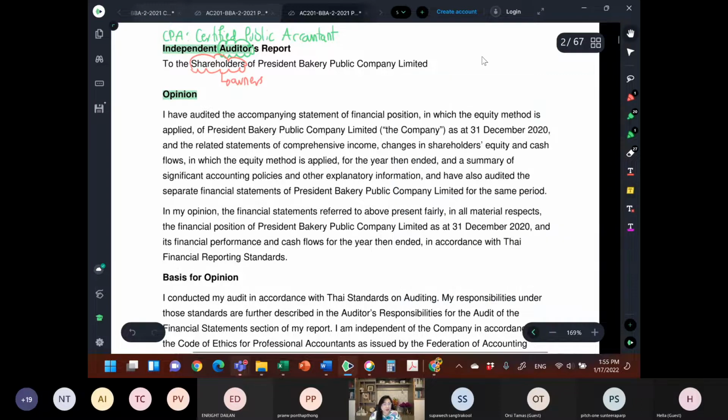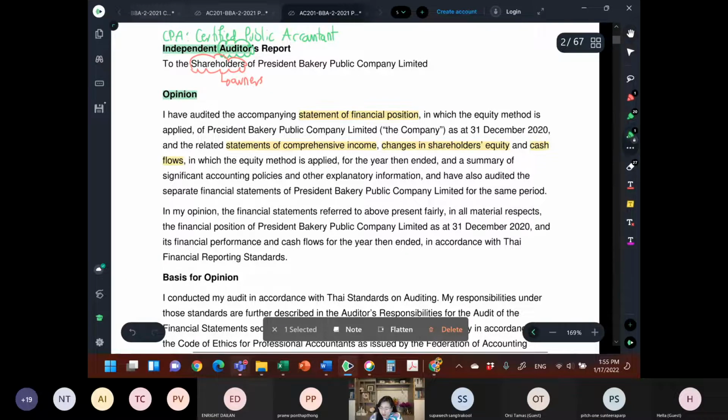Here she said, I have audited the accompanying statement of financial position. So this is the first financial statement, in which the equity method is applied, of President Bakery Public Company Limited. From now on, the company is the reporting entity. As at December 31st, 2020, this is the reporting date. And the related statement of comprehensive income, this is the second statement. The statement of changes in equity, the third one, all right? And then the statement of cash flows.